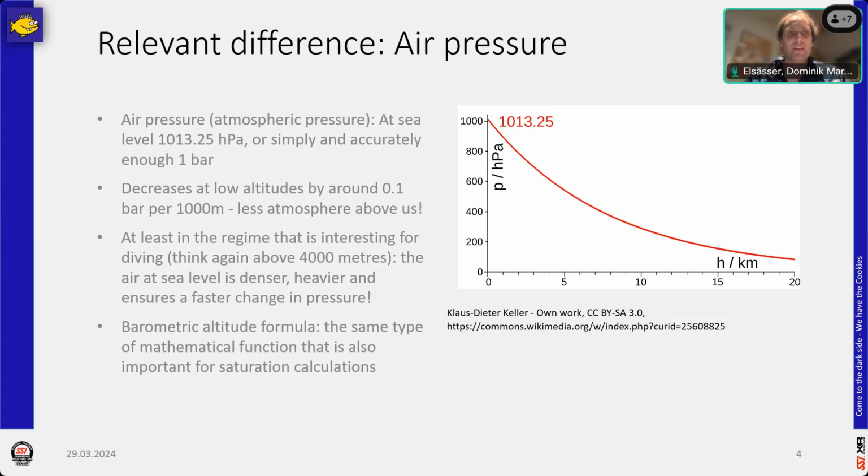Now, what happens, of course, if we increase altitude, if we move up in this column of air in the atmosphere, is that we have less and less atmosphere above us, so the atmospheric pressure decreases. And you see already from this red line, which is the atmospheric pressure over height, that this line has a similarity to the mathematical curves that we also use in decompression theory. It is actually the same basic mathematical formalism.